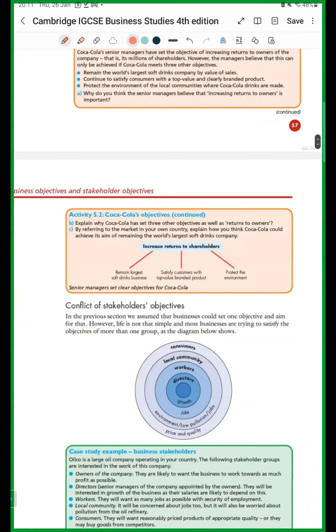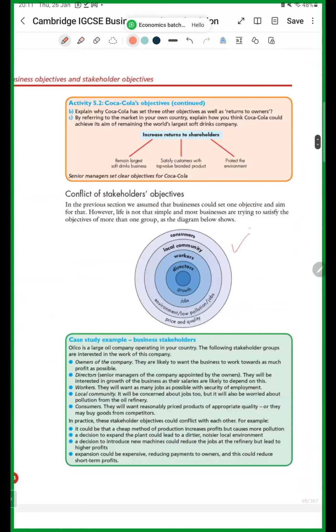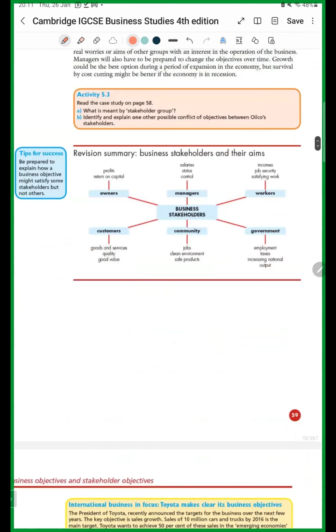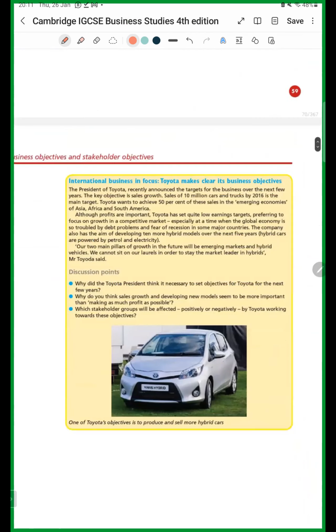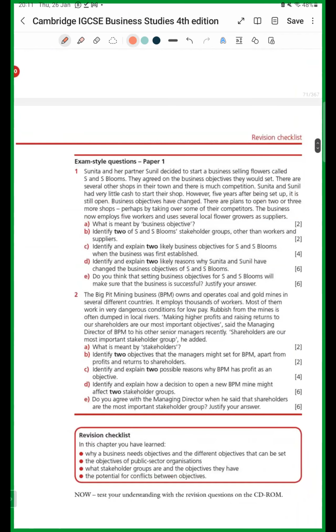Yes, conflict of stakeholder objectives. I just talked about this. And that's it. I think we're done with the chapter. All right. Homework is given. I want both of you to do that. In tomorrow's class, we'll discuss that first and then we'll do the next chapter. All right. Any questions?